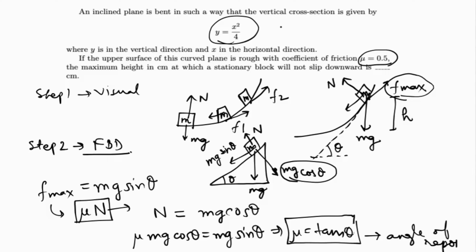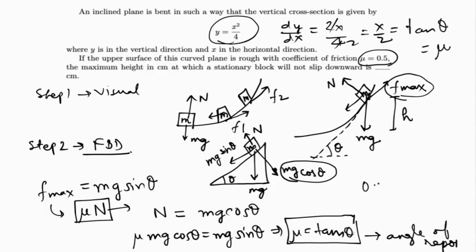So to find the tangent on this curve, we differentiate it with respect to x. So we get dy by dx is equal to 2x by 4, or this is equal to x by 2. And dy by dx is nothing but tan theta. And this is given to us as mu. So we can write 0.5 is equal to x by 2, or x is equal to 1. We have the value of x, so we can find the value of y, which is x square by 4. So this is 0.25.